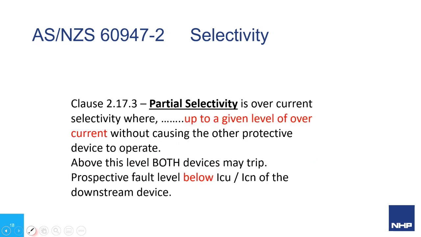So above this level, both devices may trip. So up to our partial selectivity nominated level, both devices may trip, but the prospective fault current level must be below the ICU or ICN of the downstream device for this to be a relevant definition.